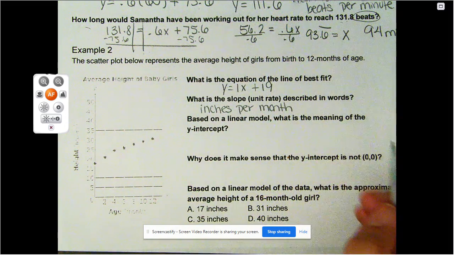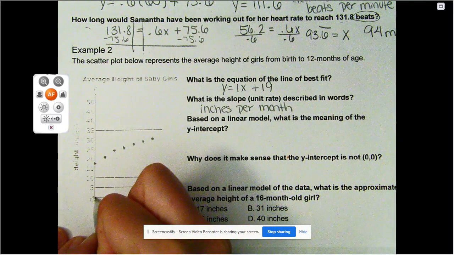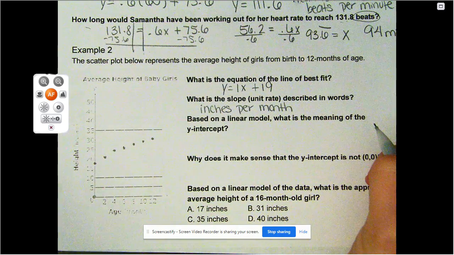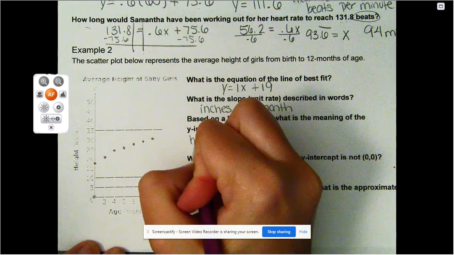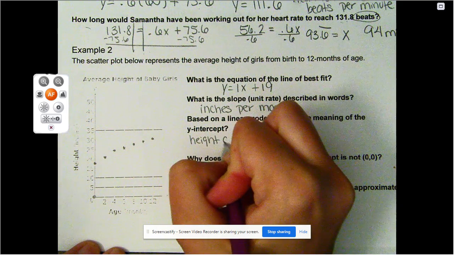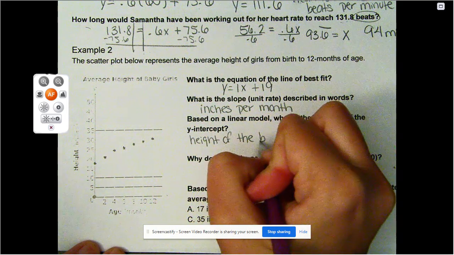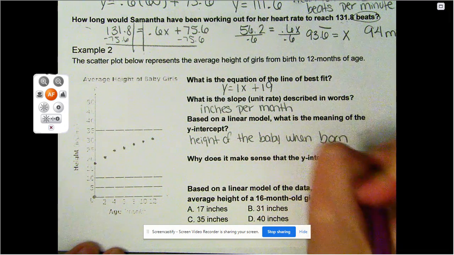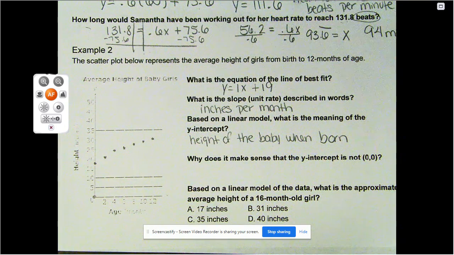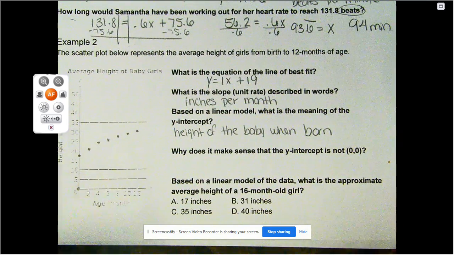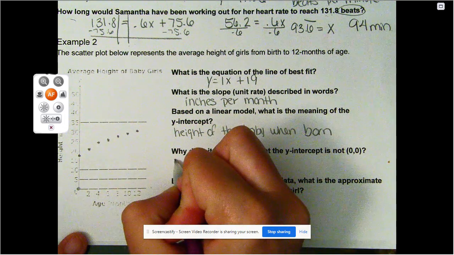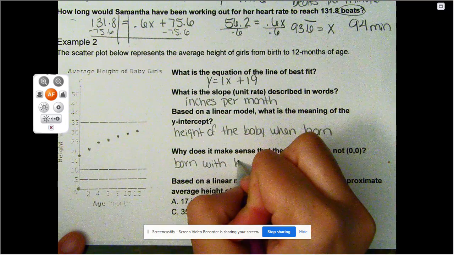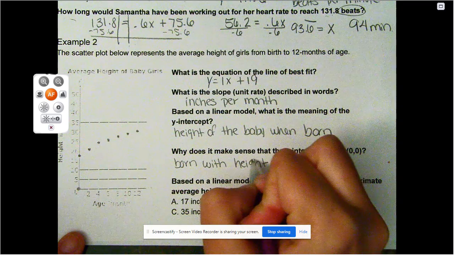So the y-intercept always happens when x is 0. So at 0 months, you're going to have a height. So 0 months will be when the child is first born. So the height of the baby when they're born. Okay, now why does it make sense that the y-intercept is not at 0, 0? Well, whenever you're born, a child has a height to them. So you are born with a starting height. Okay, something along those lines.